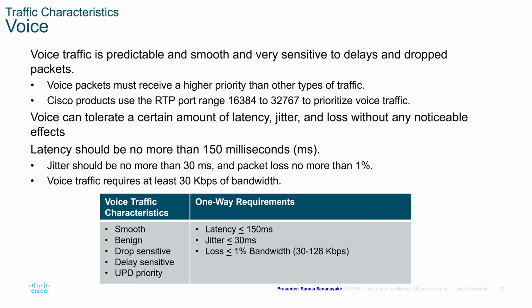Cisco products use the RTP port range 16,384 to 32,767 to prioritize the voice traffic. Voice traffic can tolerate a certain amount of latency, jitter, and loss without any noticeable effects. Latency should be no more than 150 milliseconds. The jitter should be no more than 30 milliseconds and the packet loss no more than 1%.